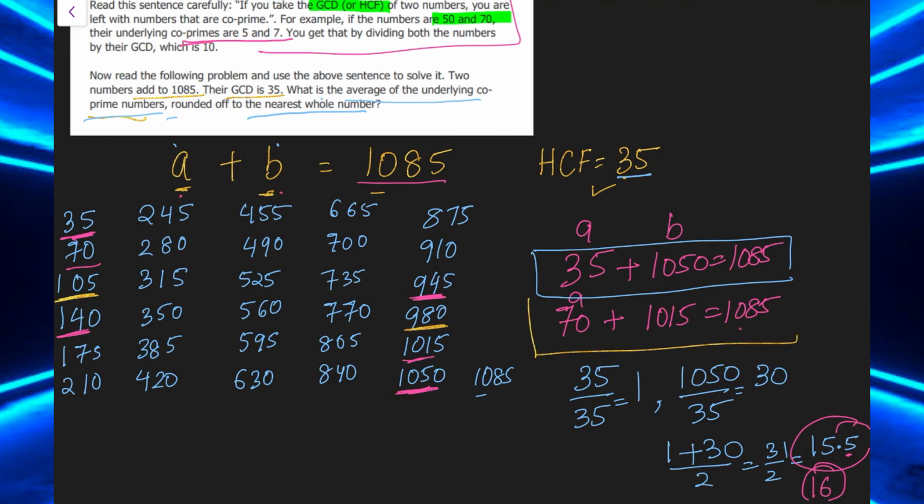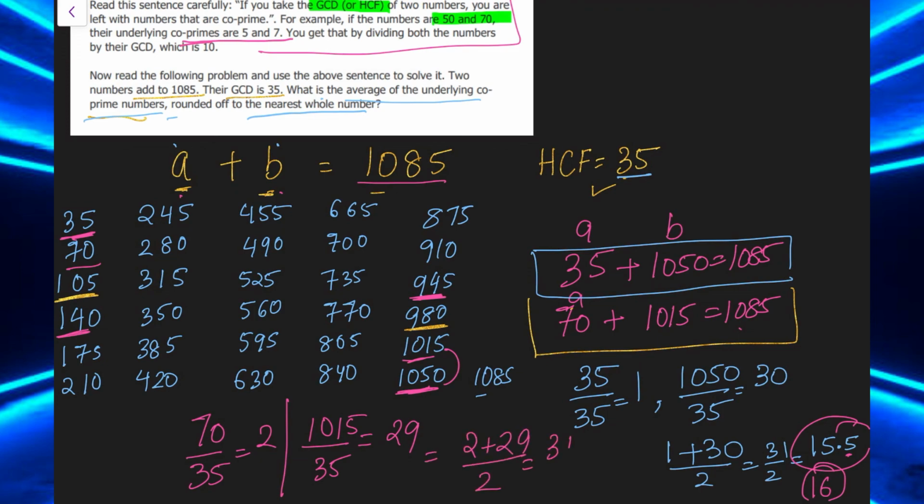But let's see if I took the second option, does that change my answer? If A equals 70, the underlying co-prime is 70 divided by 35, that's our HCF, so that's 2, and 1015 divided by 35, it's just the one before, so it's 29. To find the average, you do 2 plus 29 divided by 2, which actually turns out to be the same, 15.5, which rounds off to 16.